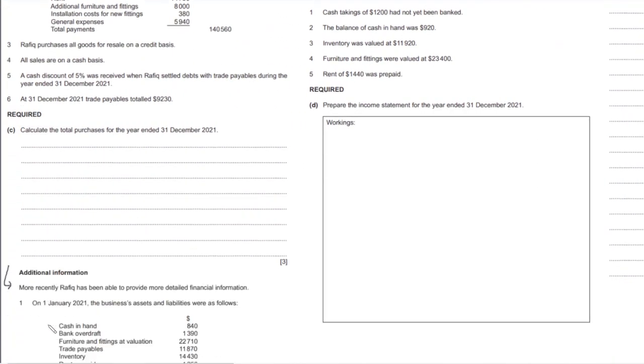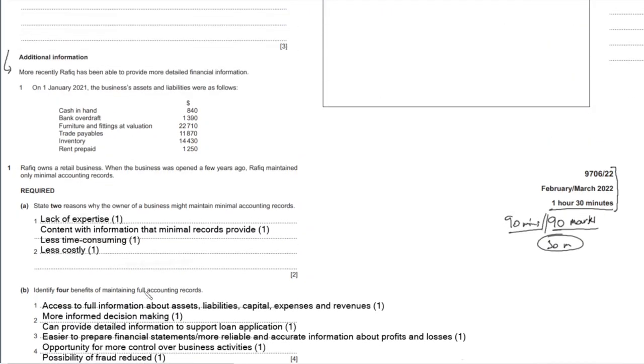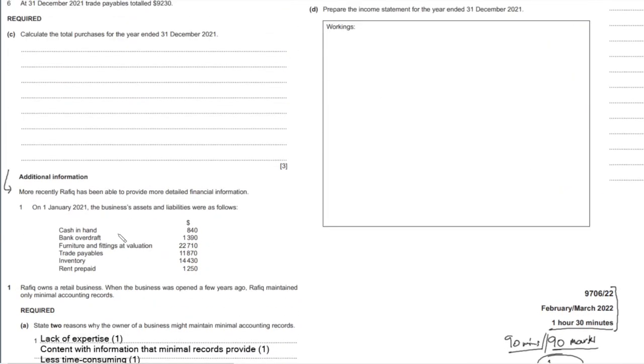Okay. More recently, Rafiq has been able to provide more detailed financial information. On 1st January, okay, now dates are coming in. On 1st January, the business assets and liabilities were as follows. So I'm going to assume this is the opening date. Not the first day of the business, I mean, the year end is 31st December. That's the first day of the new year, right?